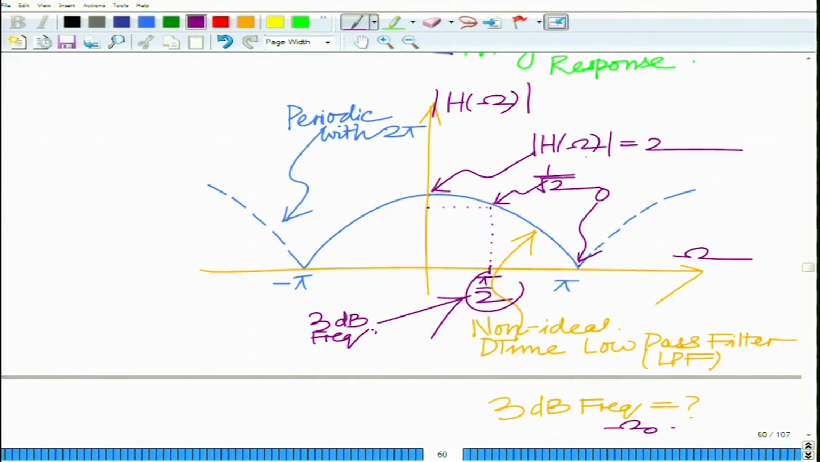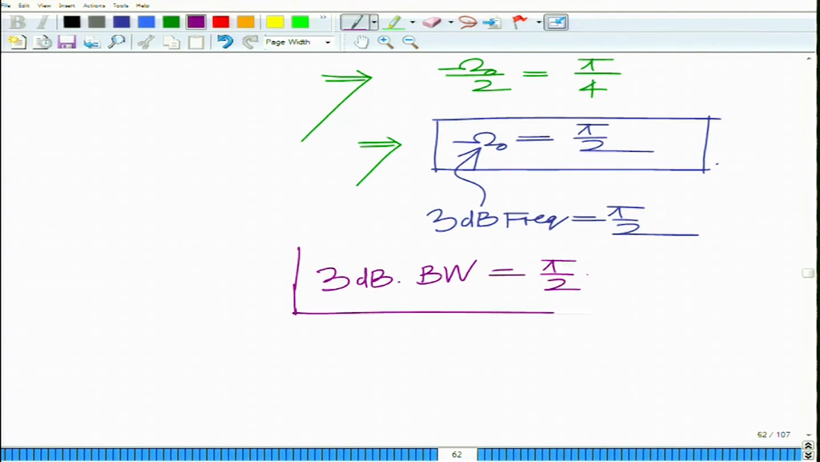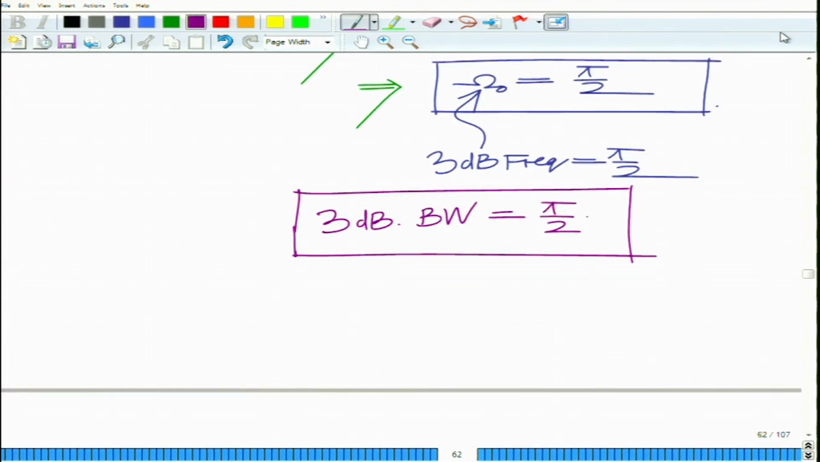And you can also say that the 3 dB bandwidth of the filter, for this non-ideal low pass filter, is basically pi over 2. Okay, all right. So, that completes the analysis of this problem. Let us now move on to the next problem, which is also very interesting.